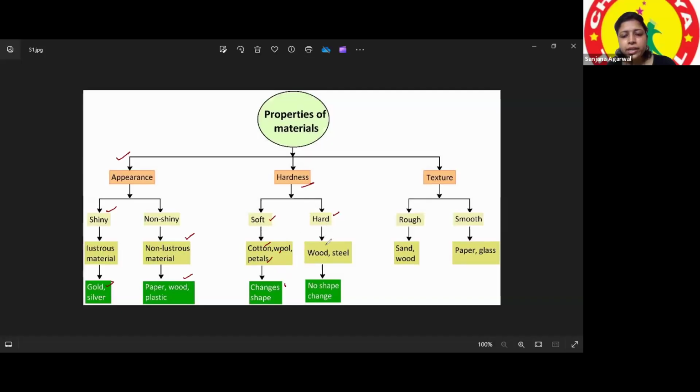And hard materials again can be wood, steel, or any object made out of metal. Or in non-metals, we have already mentioned wood. Sometimes, some plastics are hard, some plastics are soft also. Mostly it will be counted under hard. Soft materials actually change shape or get set according to the way we mold them.